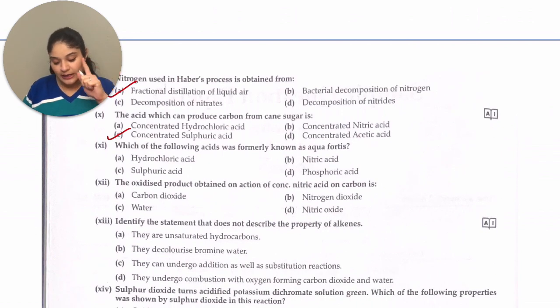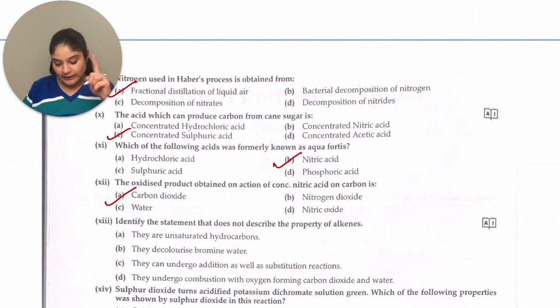Which of the following acids was formerly known as aqua fortis? So the answer is nitric acid. The common name or the initial name for aqua fortis was nitric acid. The oxidized product obtained on action of concentrated nitric acid on carbon is carbon dioxide.